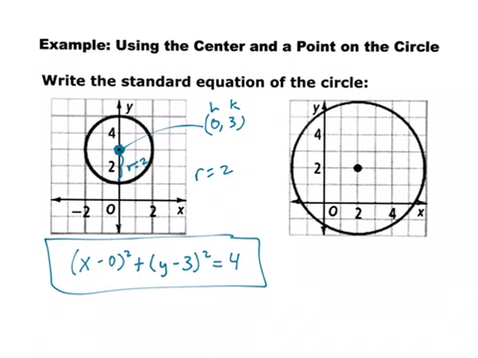And then in the second example, same idea. Your center in this case is the point (2, 2). Your radius, you count 1, 2, 3, 4. The radius is 4. So we set up our equation: (x minus 2) squared plus (y minus 2) squared equals 16.